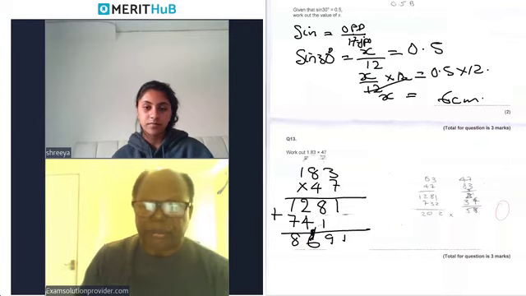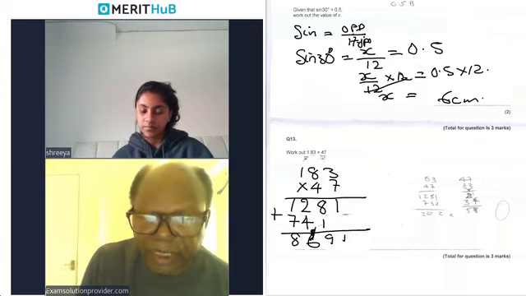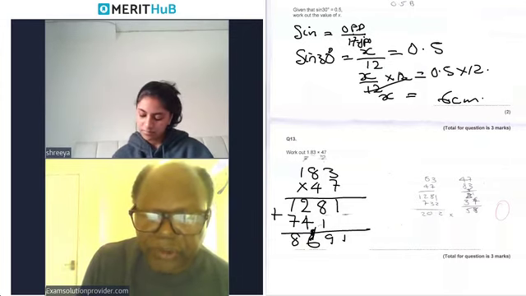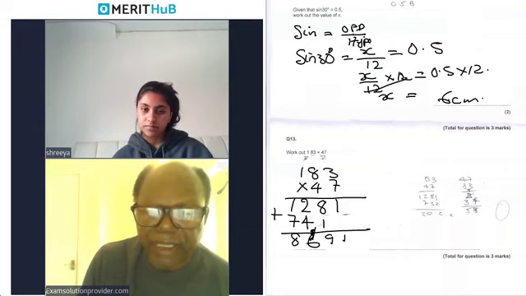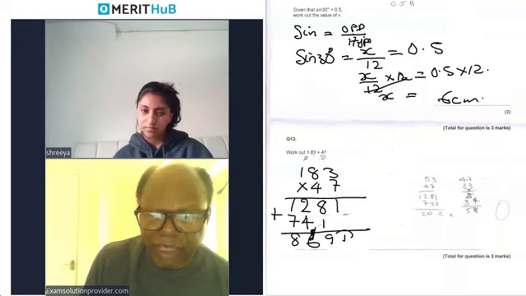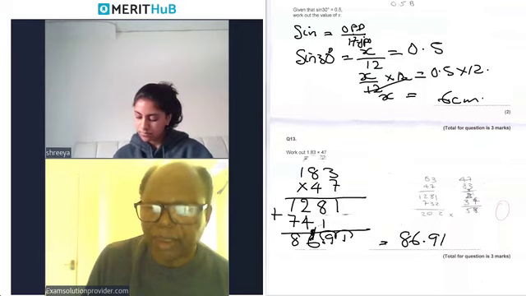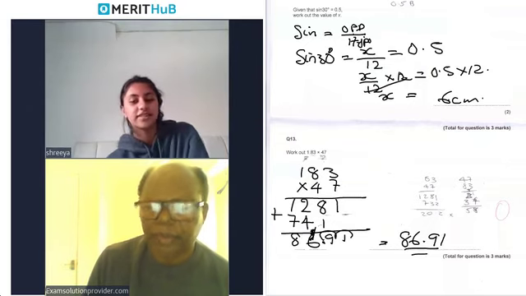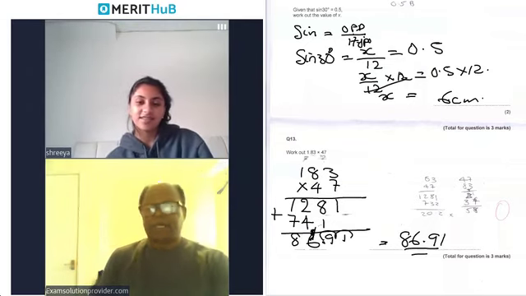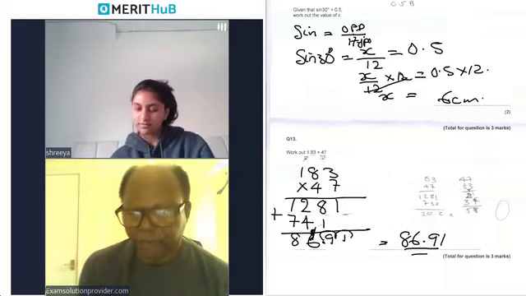And then we go back. When we go back, we realize that we have 1, 2, so there are 2 numbers after the decimal place. So we start from here, 1, 2, which means the decimal place is here. So the answer should be 86.91. But this is giving a headache to almost everybody.